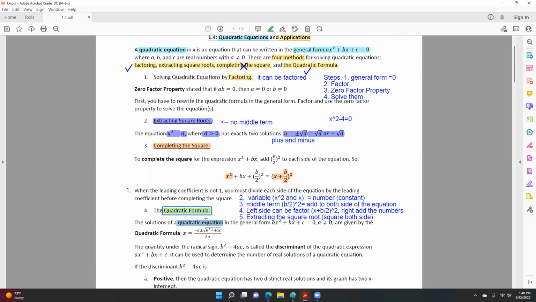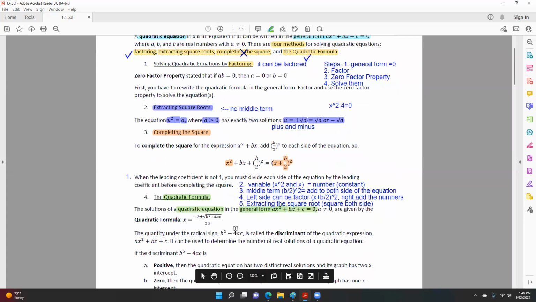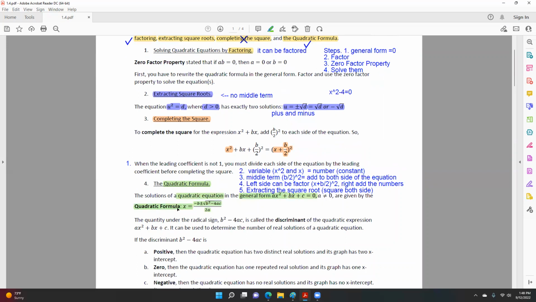This formula is used to solve quadratic equations. When you have a quadratic equation in general form, meaning it has to be equal to 0, the solution is given by the formula x equals negative b plus or minus the square root of b squared minus 4ac, all over 2a. When I say all over, I mean the whole line, so you don't do partial. The denominator is under everything. And what are a, b, and c? A is your leading coefficient, b is your middle term, and c is your last term.